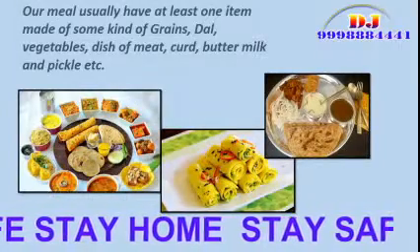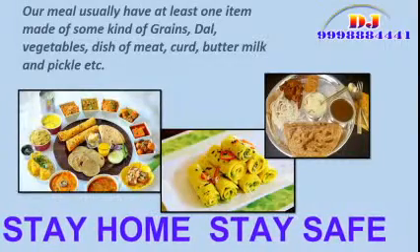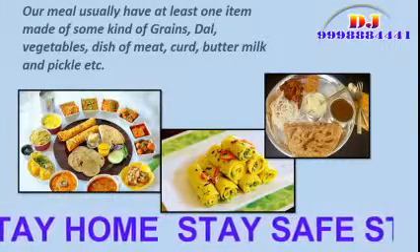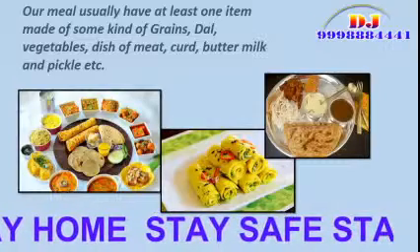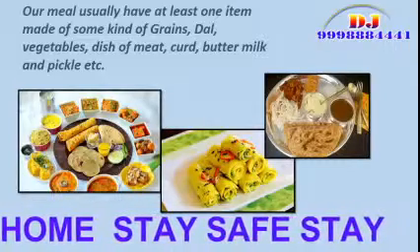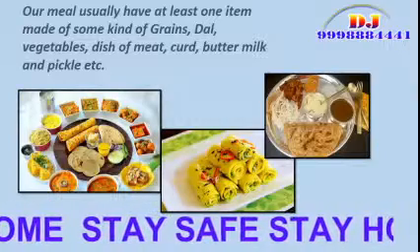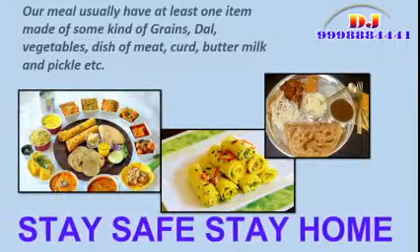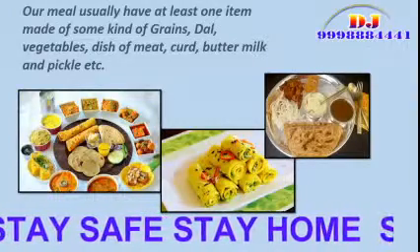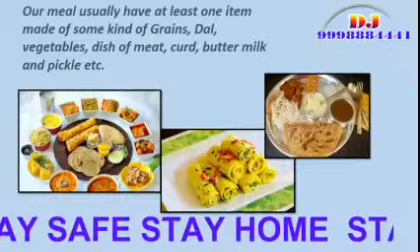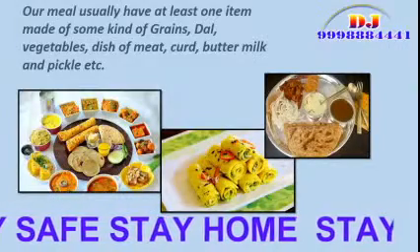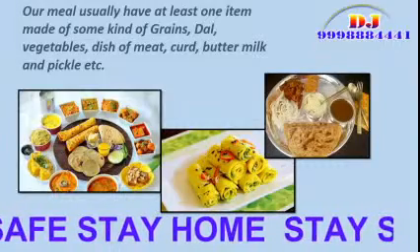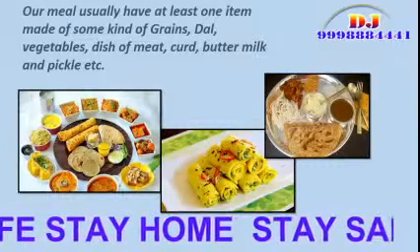We know that our meal usually has at least one item made up of some kind of grains, right? Whenever we are eating, there will surely be one item made up of grains, dal, vegetables, a dish of meat for those who are non-veg, curd, buttermilk and pickle, etc. We find all these different things in our dish, and this makes our food.